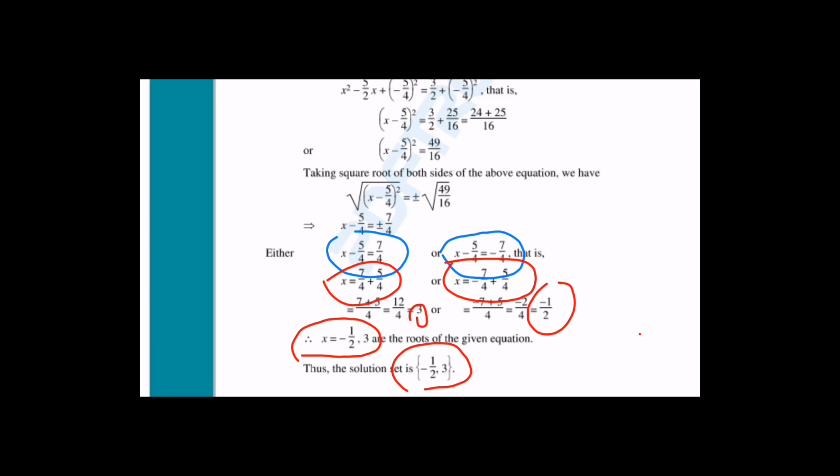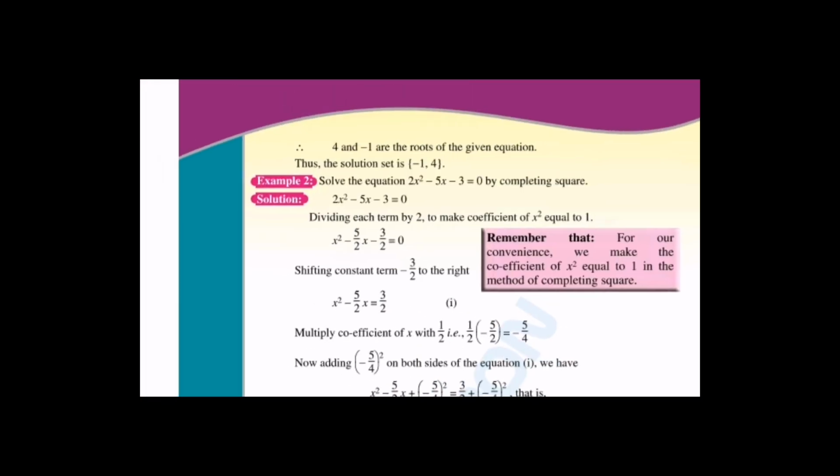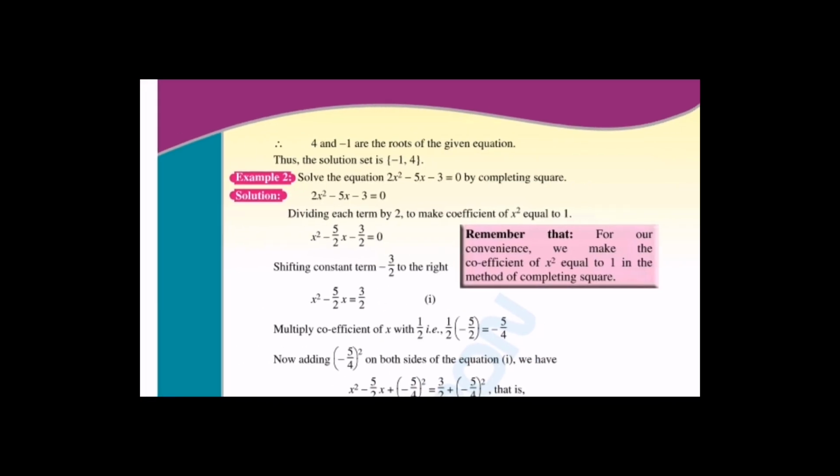This is the required solution of this equation, 2x square minus 5x minus 3 is equal to 0.